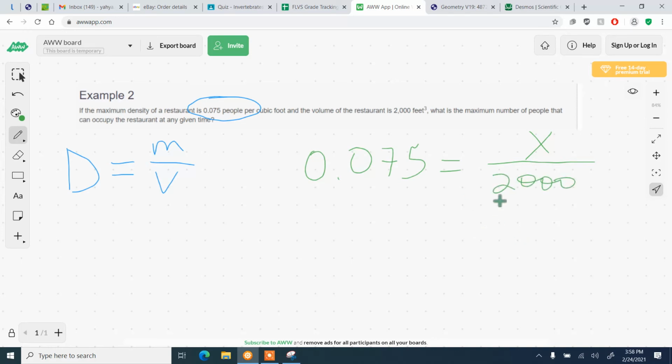So we're trying to find the number of people. What does that mean? This is an algebra equation. We have to solve for X. So how do we solve for X? Well, on the right side, I have X, but I have divided by 2,000. So how do I get rid of this divided by 2,000? I do the opposite. I multiply both sides by 2,000. So it's going to look like this.